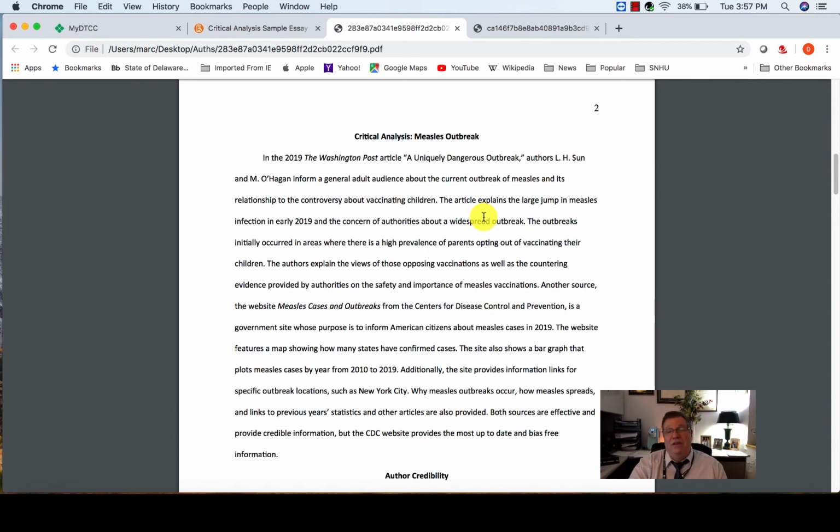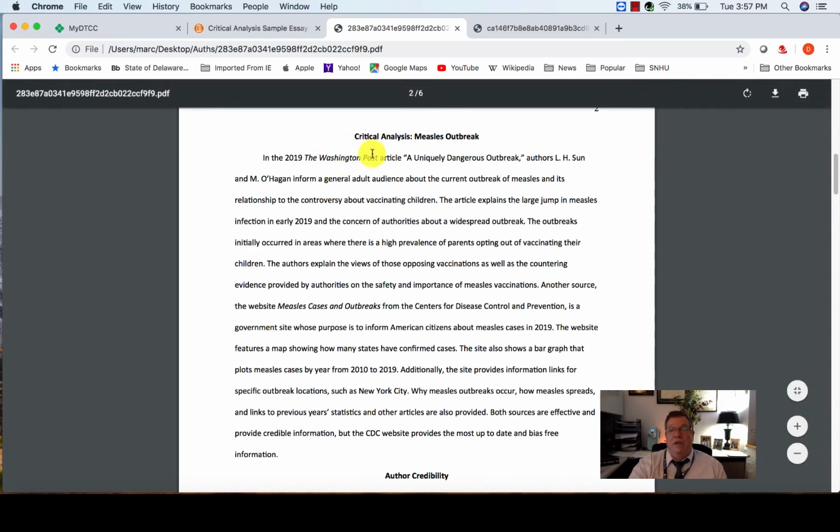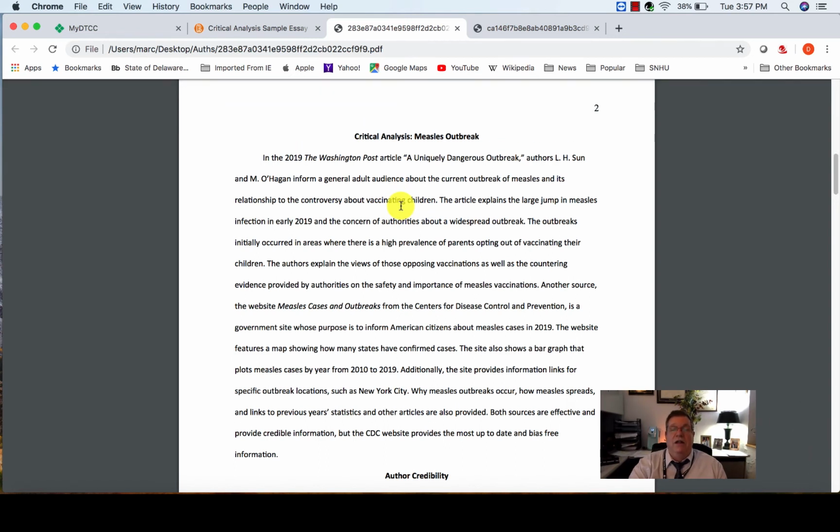So I am going to read this to you because I want to kind of do it together. In the 2019 Washington Post article, A Uniquely Dangerous Outbreak, authors L.H. Sun and M. O'Hagan inform a general audience about the current outbreak of measles and its relationship to the controversy about vaccinating children. So we are talking about the first article here. So we do have the date, we have the source, we have the title, we have the author's names, and then we basically have the purpose to inform and the main idea. All that rolled into one sentence. So you want to kind of do the same.